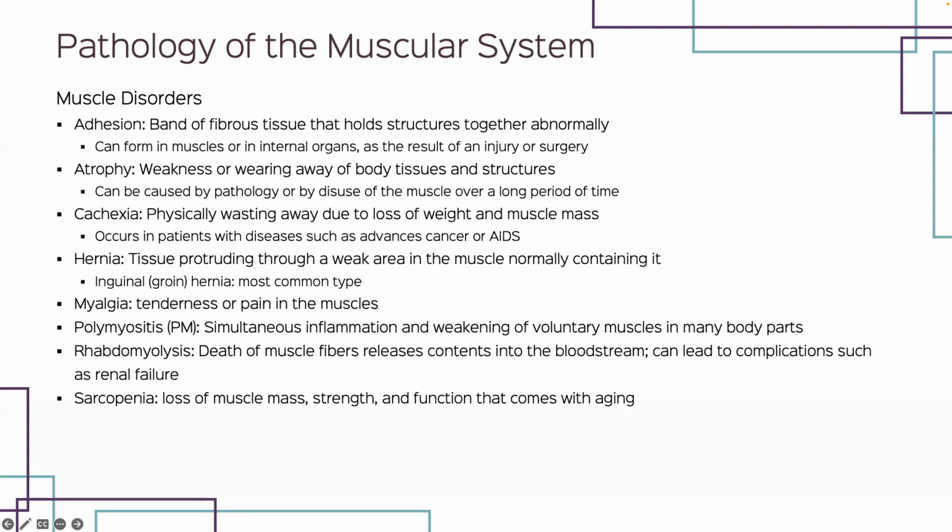Some muscle disorders that we'll see. Atrophy is going to be when there's weakness or wearing away of those muscles or those body tissues and structures. Hernia is going to be when you have that tissue that protrudes through a weak area in the muscle that typically does contain it. Most of the time, you'll have inguinal hernias or abdominal hernias, especially after abdominal surgeries.